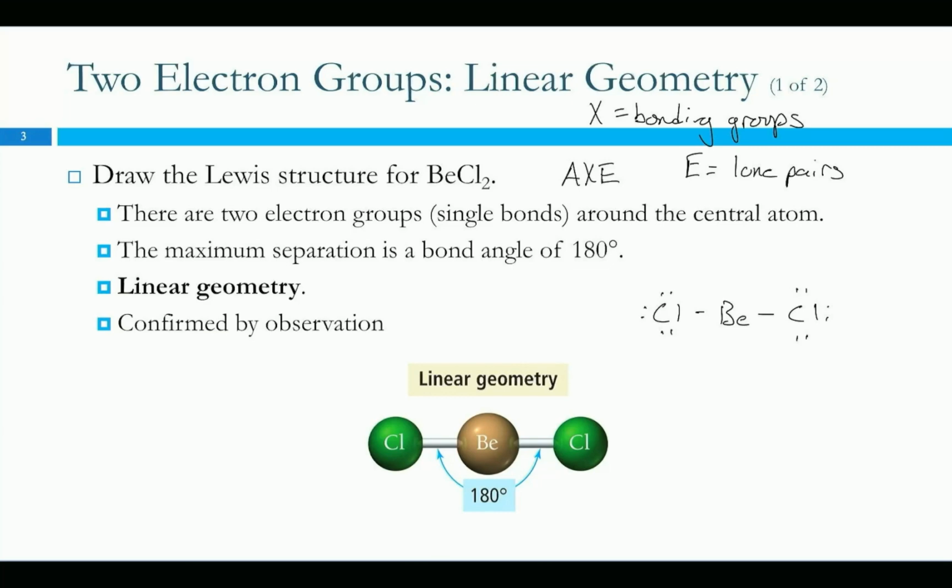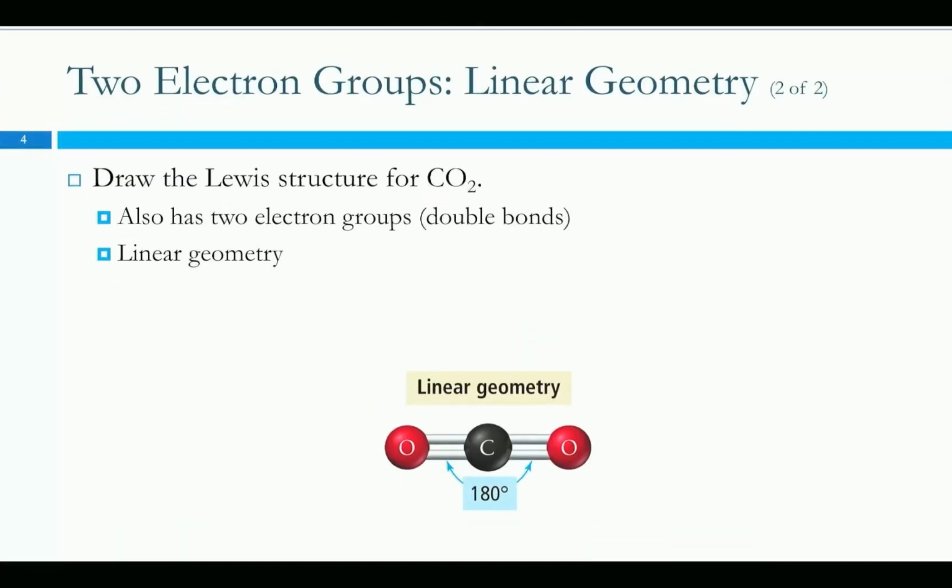So under AXE geometry, this will just be AX2, because there's no lone pairs on my central atom, so nothing for the E. All right, like I said, not going to spend too much time.